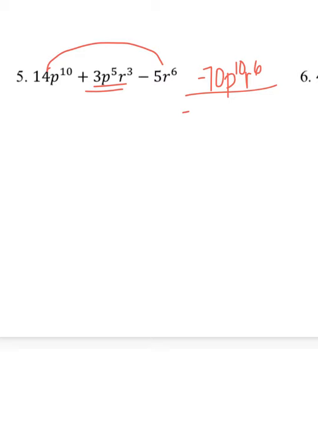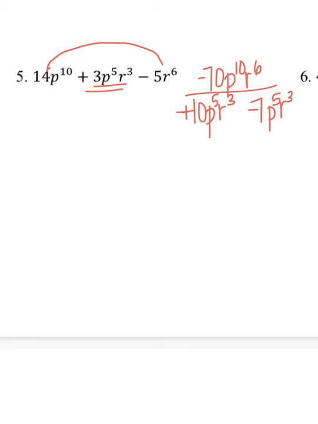That would be a negative 10. Nope, sorry, that'd be a positive 10 and negative 7. Now for your variables, remember, whenever you're combining like terms, they stay the same. So if you want to add to get a p to the 5th r to the 3rd, you have to add a p to the 5th r to the 3rd. So this is positive 10p to the 5th r to the 3rd, negative 7p to the 5th r to the 3rd.